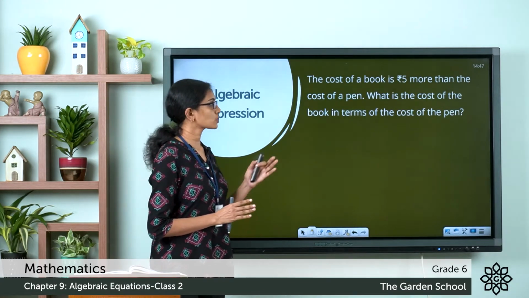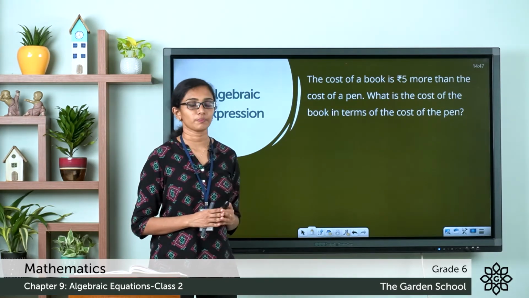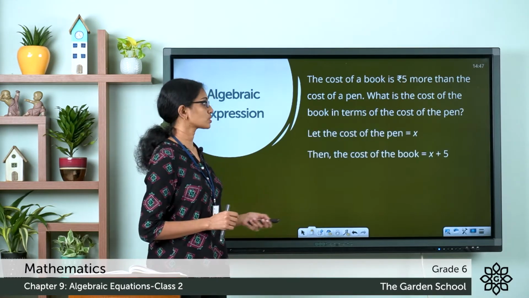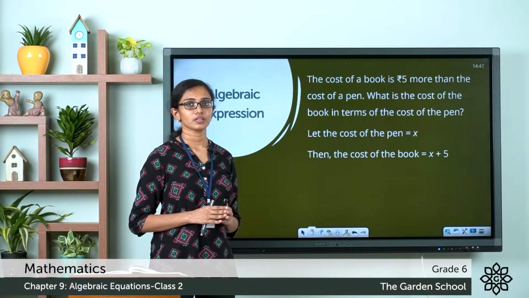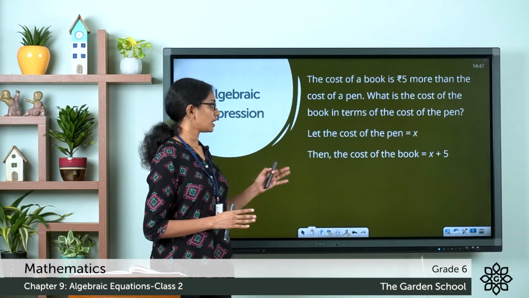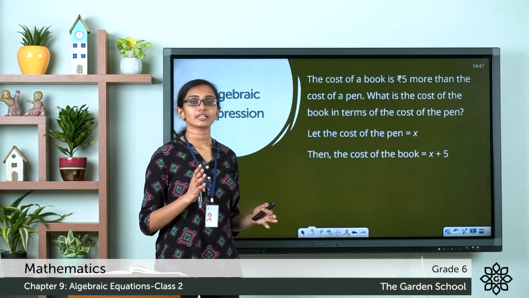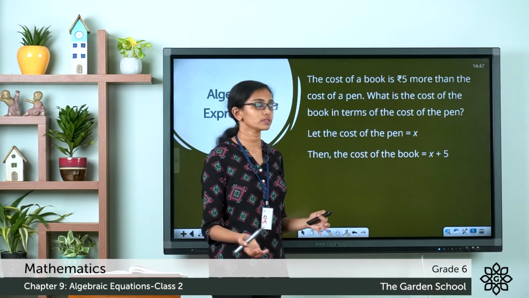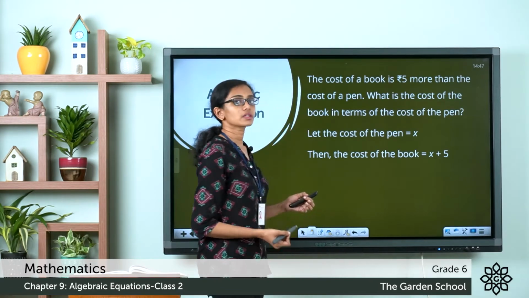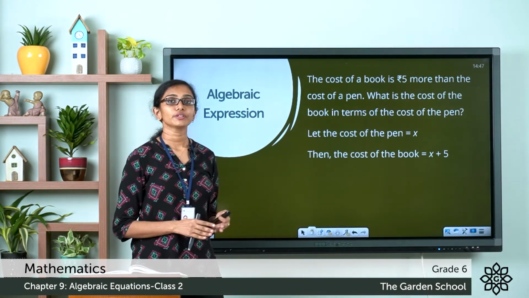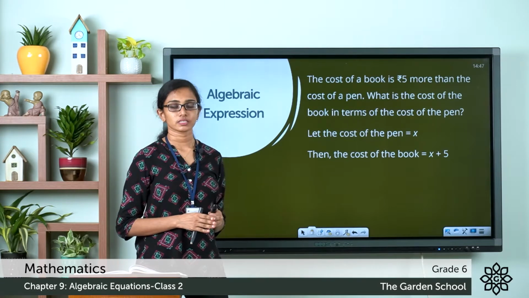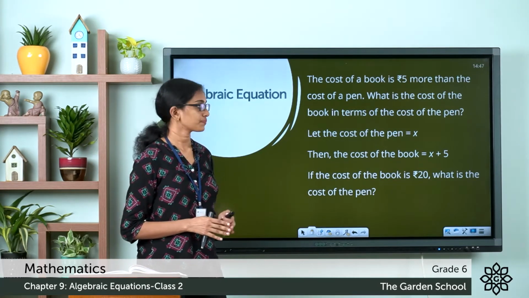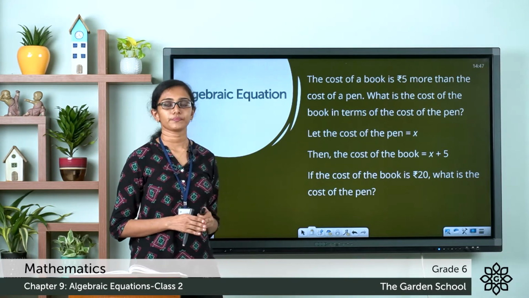So what is mentioned here? The cost of a book is 5 more than the cost of a pen. Is the cost of the pen given? No. So let's assume the cost of the pen is equal to x, the variable x. Now, the cost of the book can be represented with the expression x plus 5, that is 5 more than the cost of the pen. Now, we are going to imply a condition for this. If the cost of the book is ₹20, what is the cost of the pen?